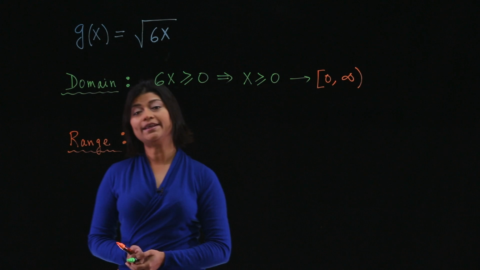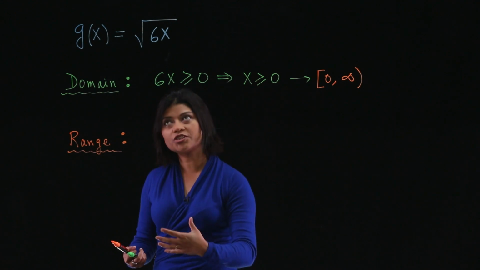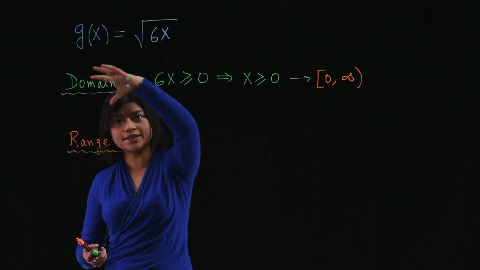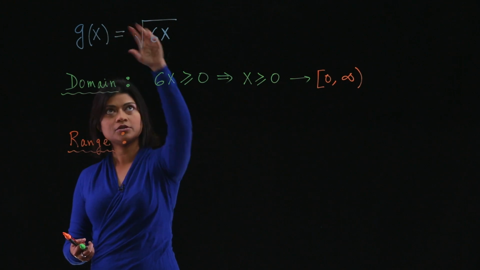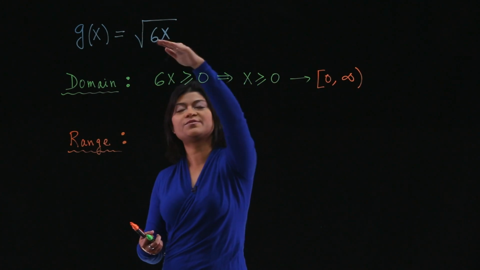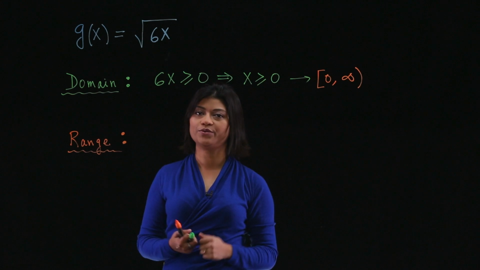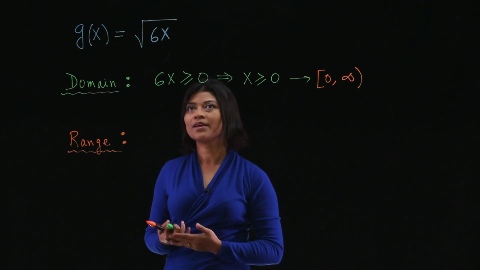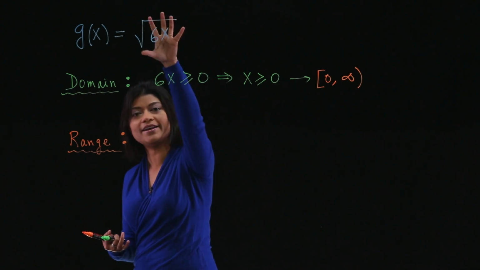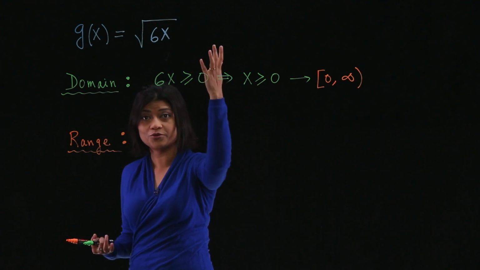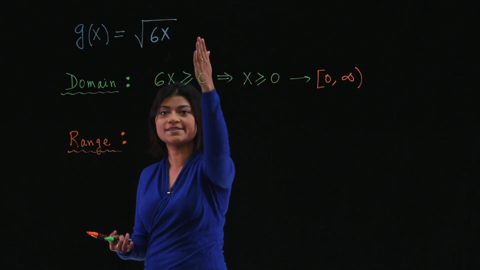Now let's consider range. Well, range of a function is all the outputs that you get. So all the y values. So that means when you plug in all these x values, what are the y values that you are getting? That is range. Okay, let's consider the entire expression of the function now to compute range, right? It is square root of 6x.